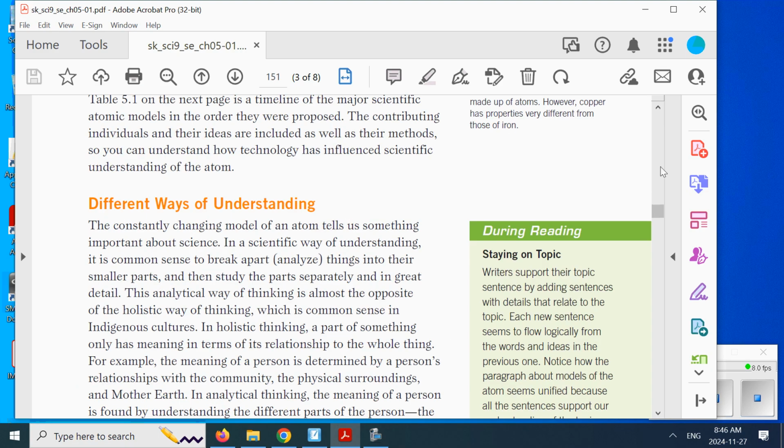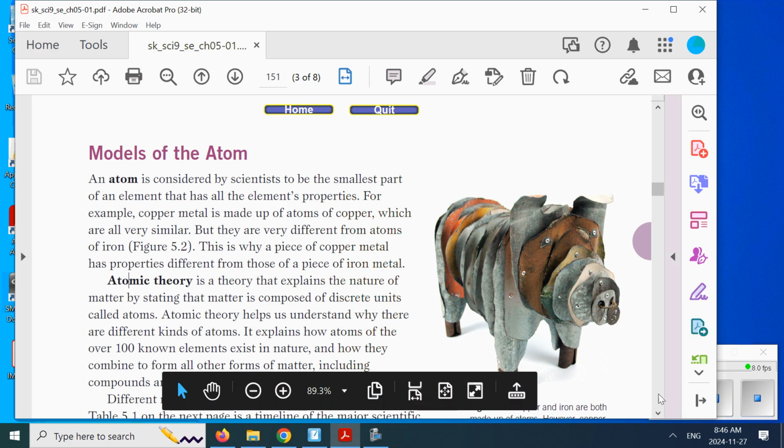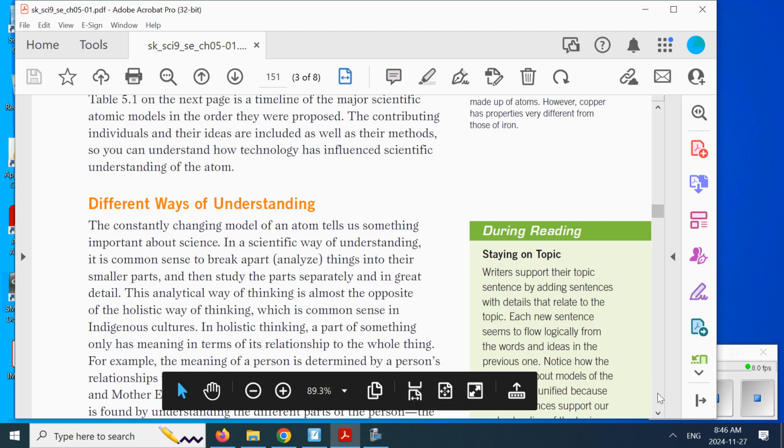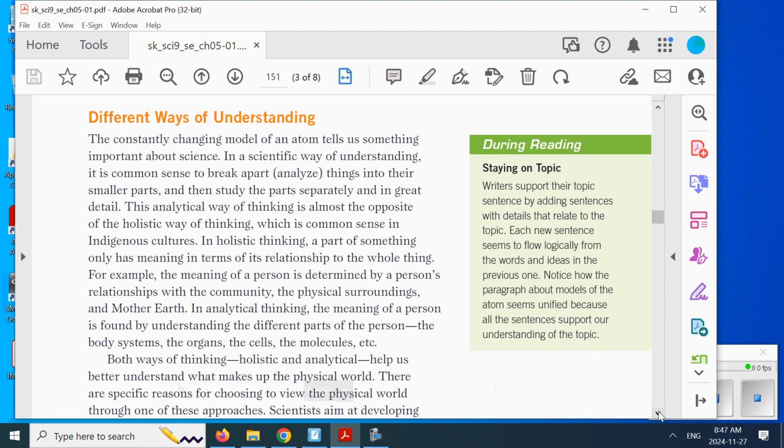Then we talked about, make sure you have that down, an atom is the smallest part of an element that has all the element's properties. An atomic theory is a theory that explains the nature of matter. And matter is composed of little units called atoms. And this is where we're picking up today. We're going to read through the rest of this text, and then, of course, you'll have some questions to follow.